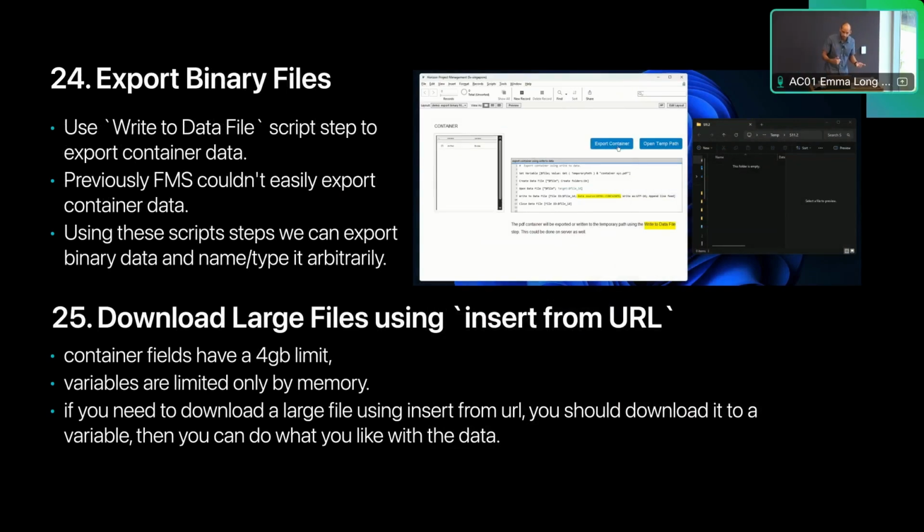This is also going to be important when we're starting to use insert from URL to download large files, okay? So in the past, we had to use containers for this. Within the last couple of years, we got the ability to download directly into variables. And that's really important because containers have a 4 GB limit. If you had a big file, you would really struggle to download that, right? So now you can download directly into the variable using insert from URL, and then use your write to data file to write that massive file out to the drive without ever having to touch the container. Does that make sense? Cool.